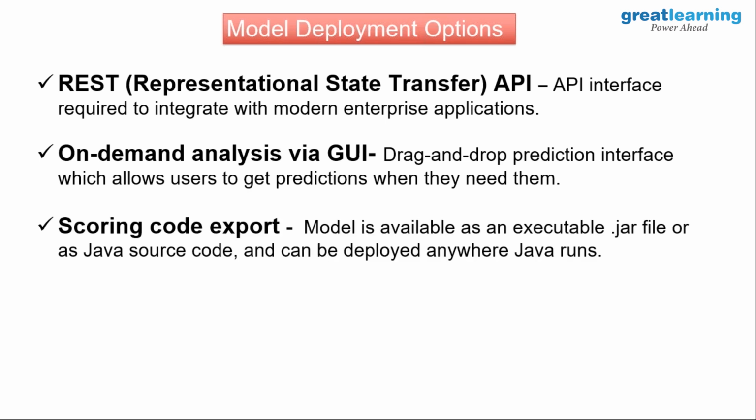Scoring code export means the model is available as an executable jar file or as Java source code and can be deployed anywhere where Java runs. Something along similar lines is what we'll be using in a Flask environment.